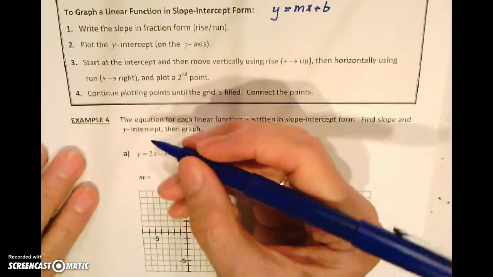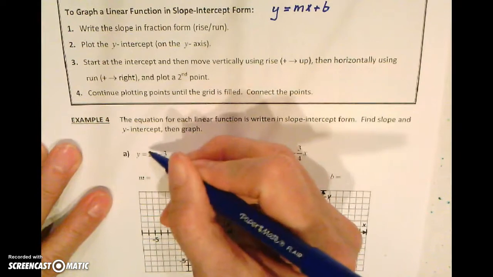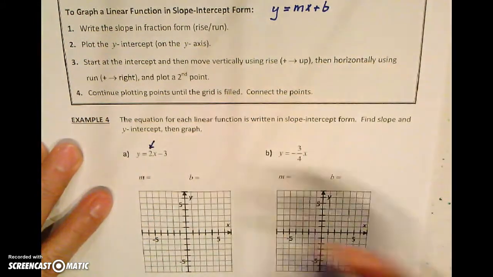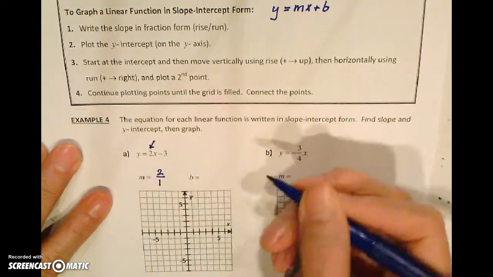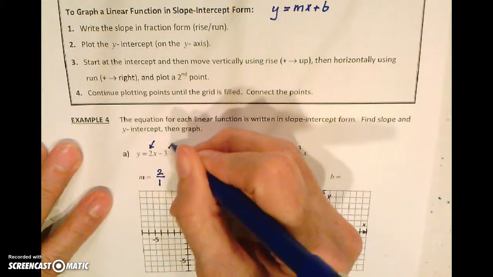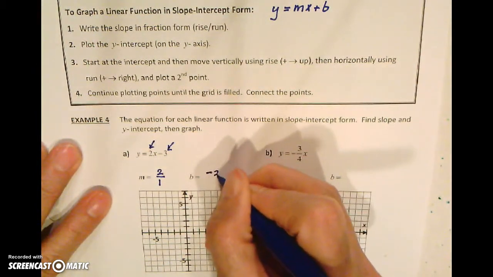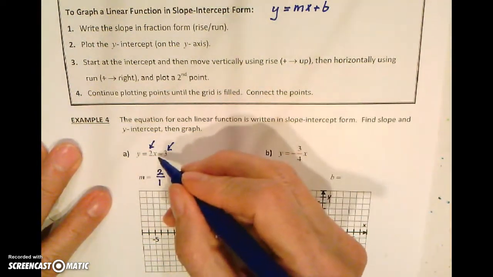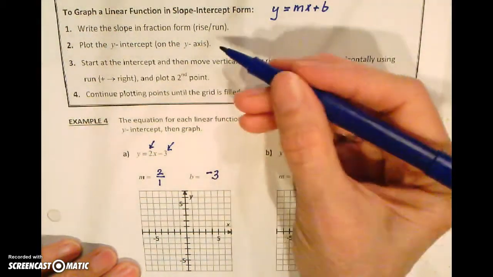We want to start by writing the slope in fraction form. So slope is the number in front of the x, so 2, so 2 over 1. B is the y-intercept, and it's negative, so it's going to be negative 3. So remember, you use that sign in front of it as well.